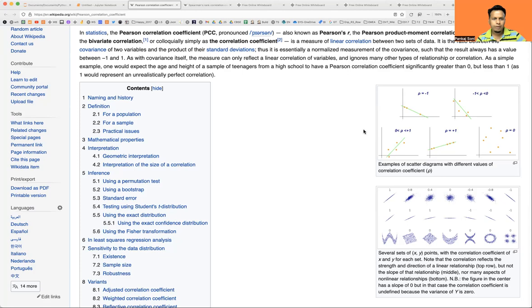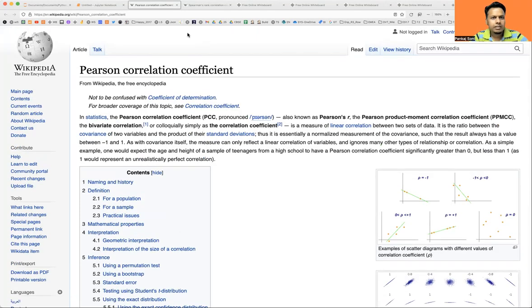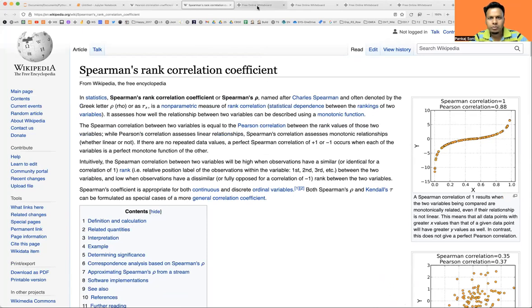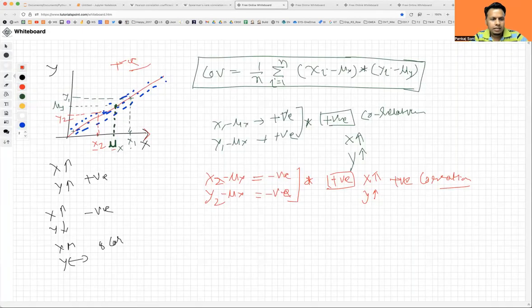Okay, so that's all for today, guys. Pearson is done and Spearman is also done. I hope you understood. And remember this formula. If you have seen this graph properly and how I calculated, then remembering the formula will be very easy. You also just calculate and see how it is working.